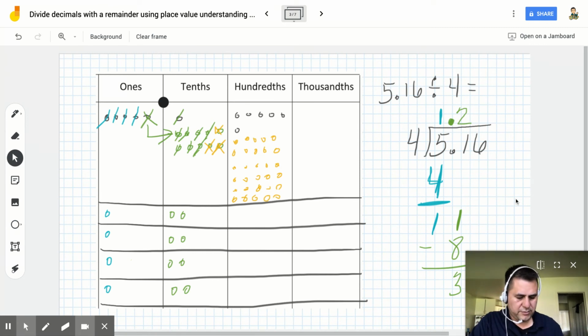How many hundreds do I have? 32. If I have 32 hundreds, how many will fit in each box?